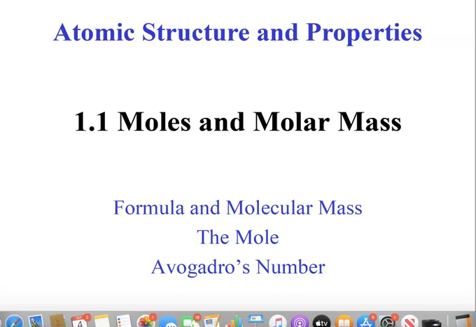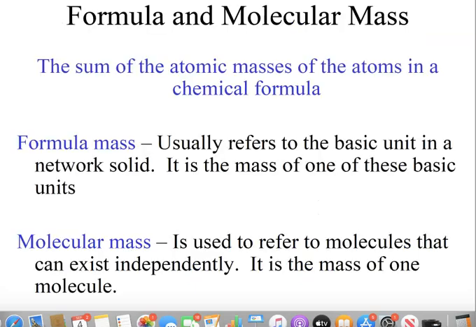Hello, AP Chem. This is Mrs. Chana bringing you your first lesson, Atomic Structure and Properties is Unit 1. And Section 1.1, Moles and Molar Mass, is what you're going to hear about tonight. Formula and molecular mass, the mole and Avogadro's number are the three things you'll learn about, and hopefully this will be review. Let's get started.